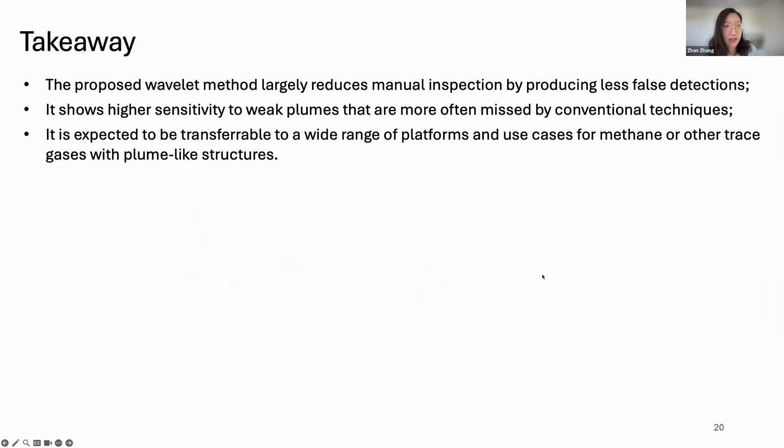Okay, so here's my final slide. Some takeaways. The proposed wavelet method is an automatic methane plume masking method that reduces manual inspection by largely decreasing the number of false detections. It also shows higher sensitivity to weak plumes that are more often missed by conventional techniques. And because this method is image processing driven, it is expected to be transferable to a wide range of platforms and use cases for methane or other trace gases with plume-like structures.